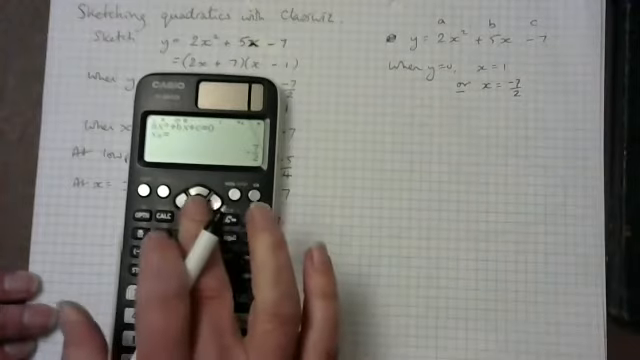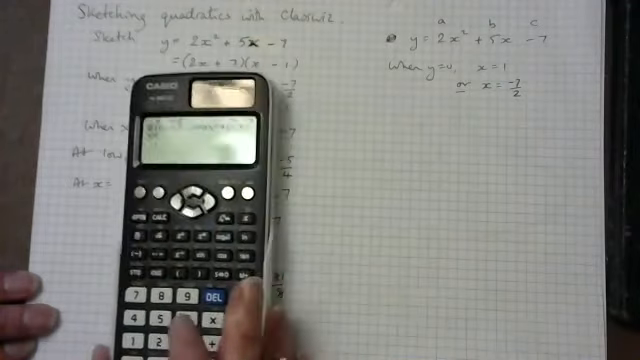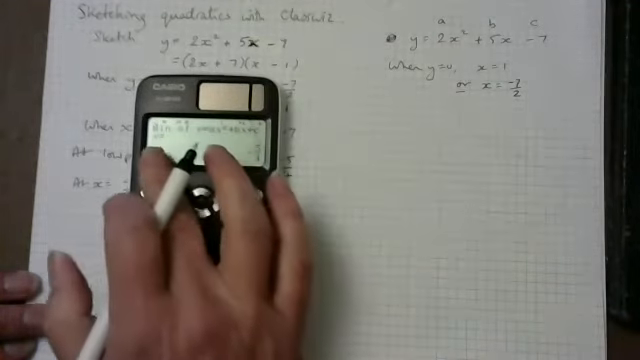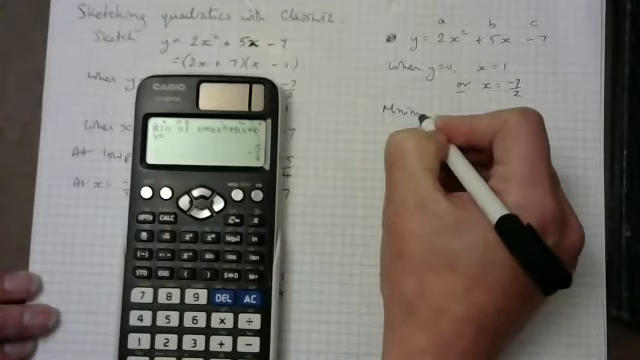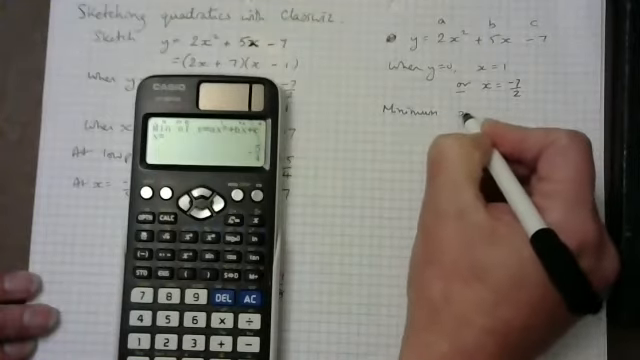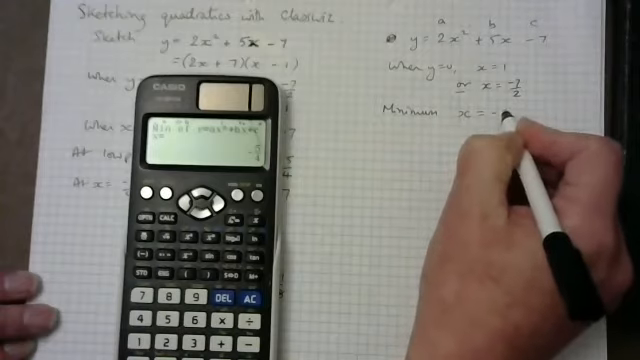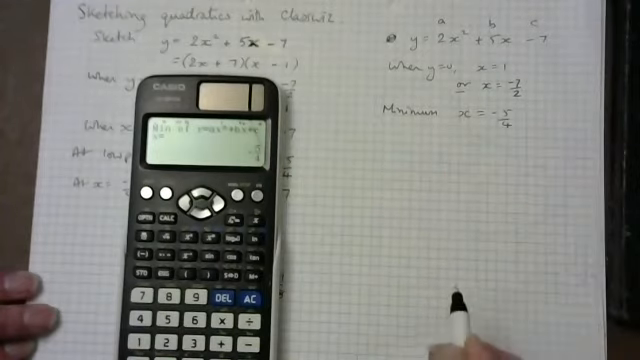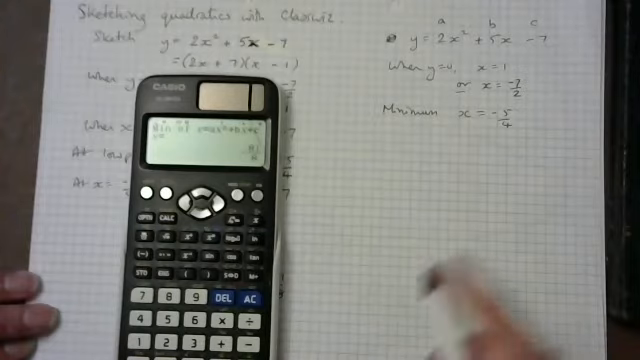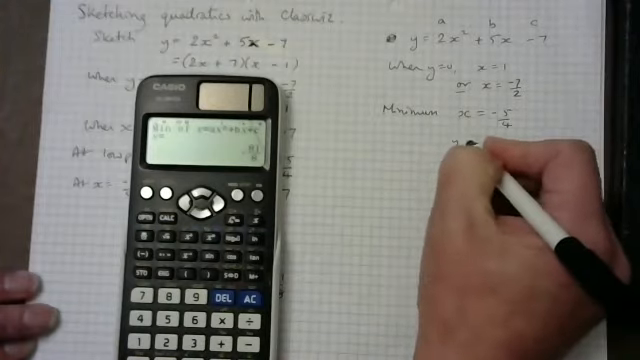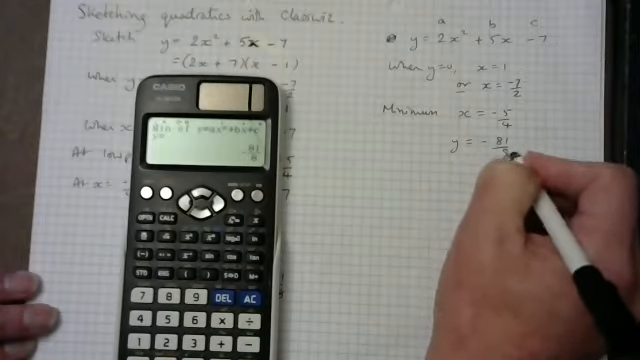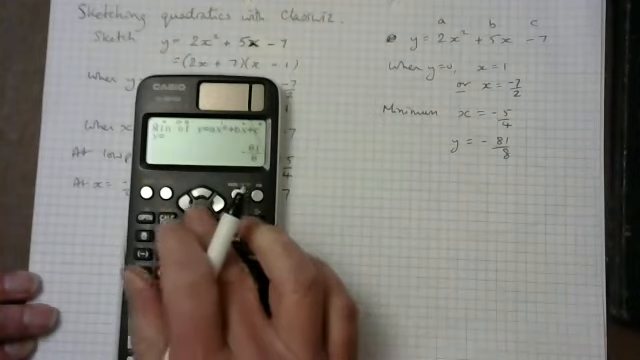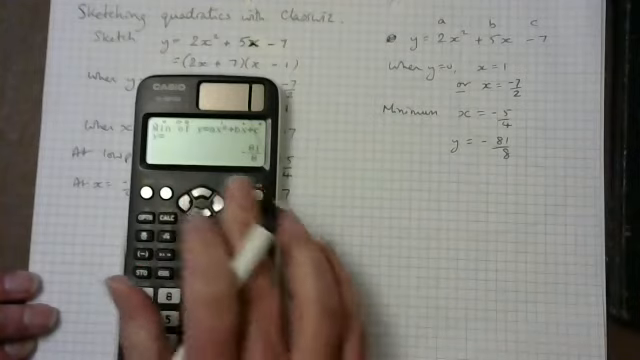It tells me more though. It also says the minimum of the equation. The minimum is when x equals minus 5 over 4, and the value of y when that happens, y equals minus 81 over 8. Those are all bits of information it's going to give me.